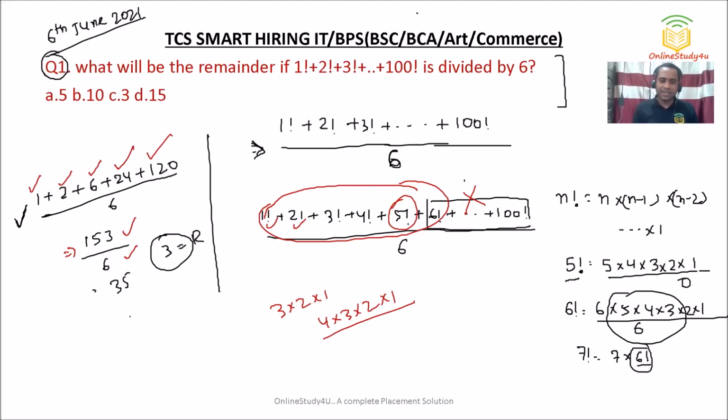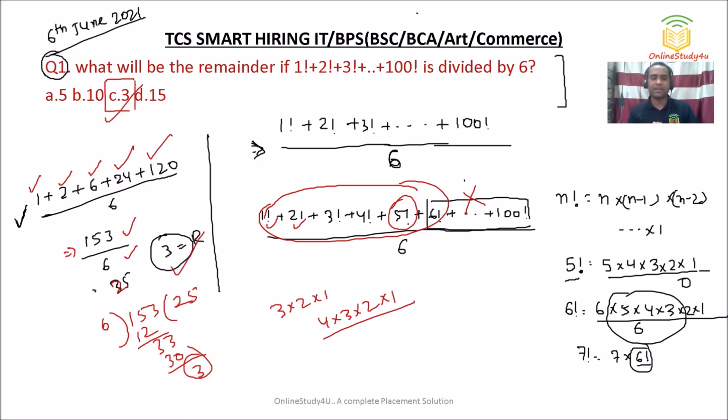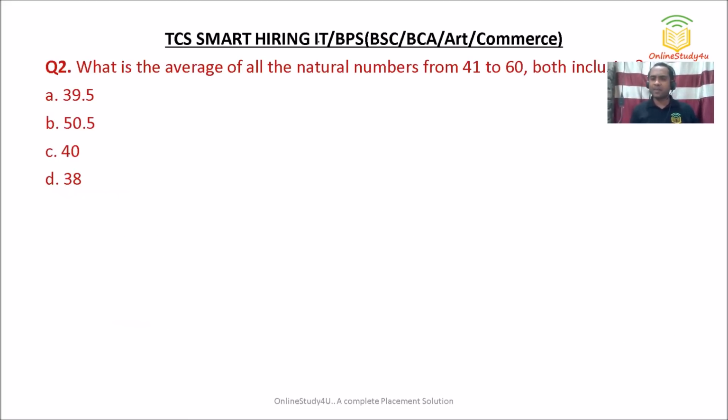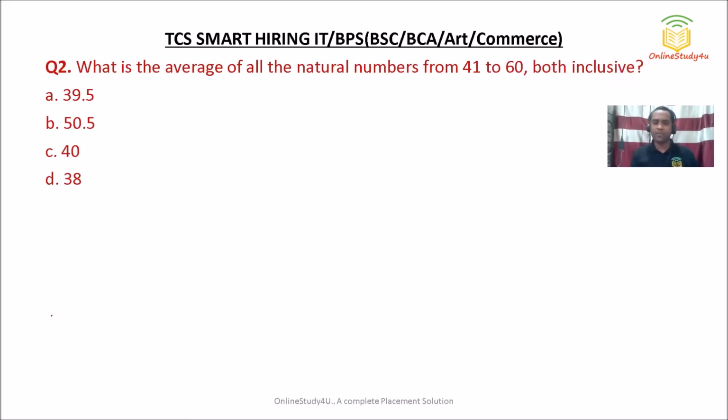So if we try to divide 153 by 6, 6 twos will be 12, and 6 fives will be 30. So 3 will be nothing but the remainder. So option C will become the correct answer for problem number 1. Okay, friends, I hope you have understood this problem, and this kind of problems only will be coming to your exam. So you do not have to worry at all.